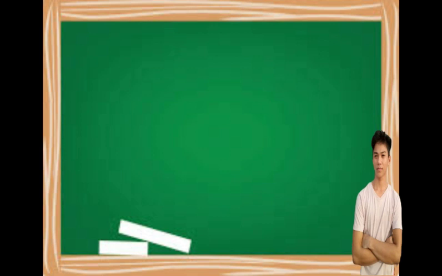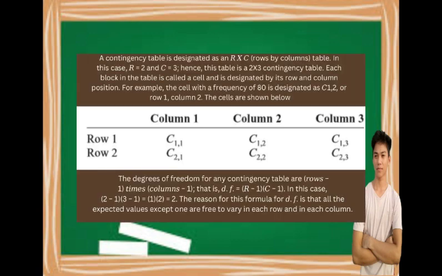But before we continue to the next reporter, let's first discuss the test that uses contingency tables. A contingency table is designed as an R times C, or rows by columns, table. In this case, R equals 2 and columns equals 3. Hence, this table is a 2 by 3 contingency table. Each block in the table is called a cell and is designated by its row and column position. For example, the cell with a frequency of 80 is designated as C1,2, or row 1 and column 2. The cells are shown below.